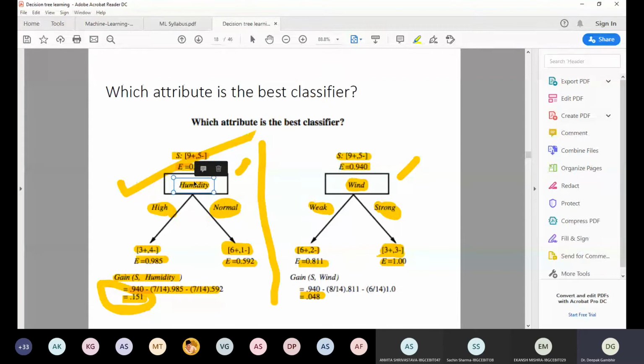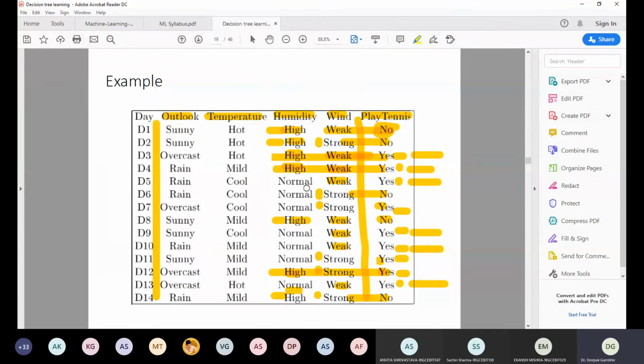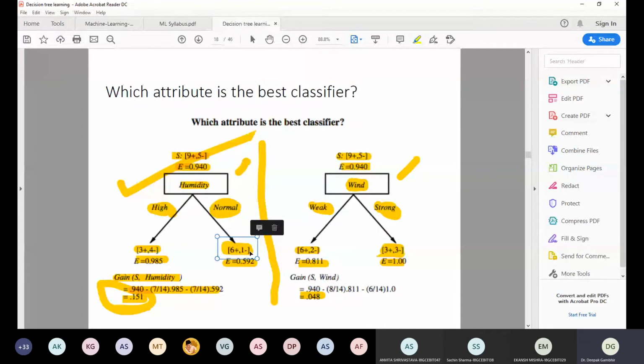Similarly, in the case of humidity is normal, we will consider the positive cases and the negative cases. The negative case is only this one, normal, no. The rest are all positive cases: 1, 2, 3, 4, 5, 6. So 6 positive and 1 negative.